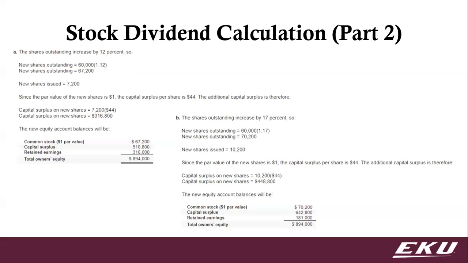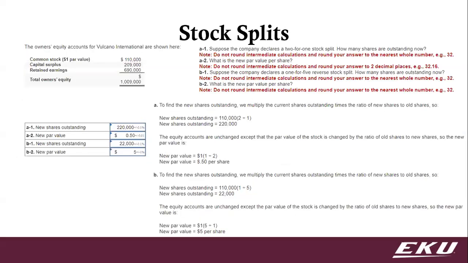Part B is the same calculation. It's just using 17%, which again, a dollar a share for par value and 44 additional dollars for capital surplus value on each share. So those values will just go up more, right? Because you have more shares that you're going to put out, which just means that retained earnings drop by more. And again, the total owner equity will be the same throughout.